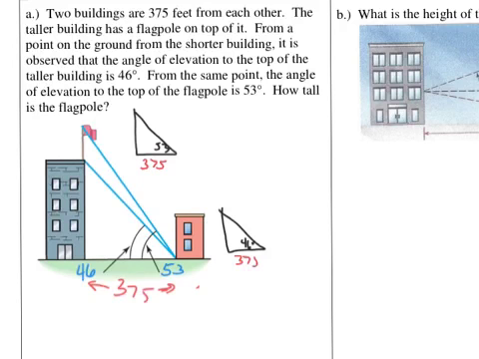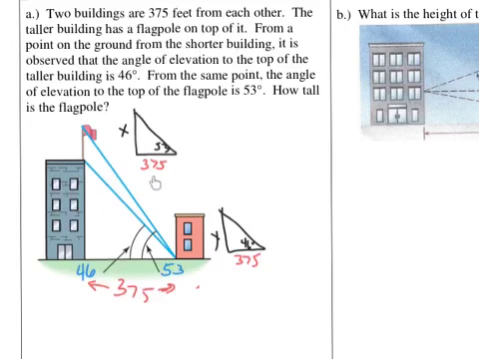And in both cases we're trying to find the height. So I'm going to label one of them X and one of them Y. The height up to the top of the pole will be here, and the height up to the top of the building will be here. So this is going to be X, and this is going to be Y. To find the height of the flagpole, it's just going to be taking the difference of the two. So we're going to find X minus Y.